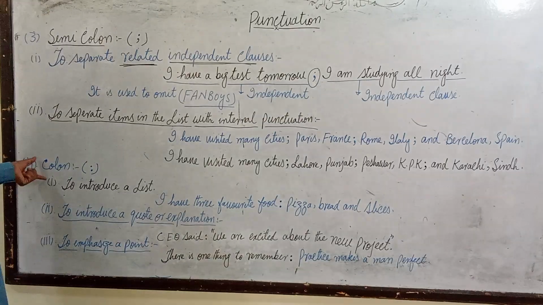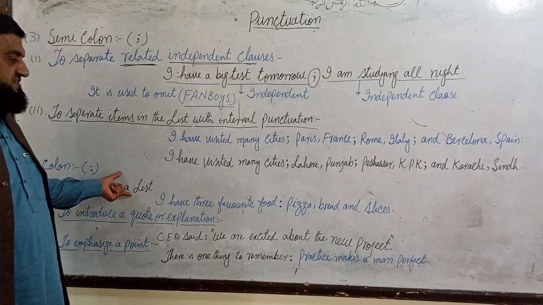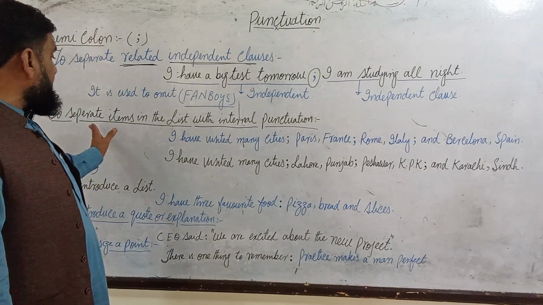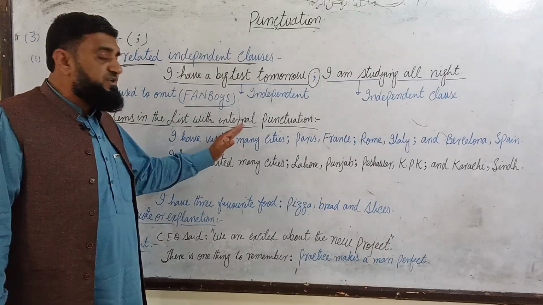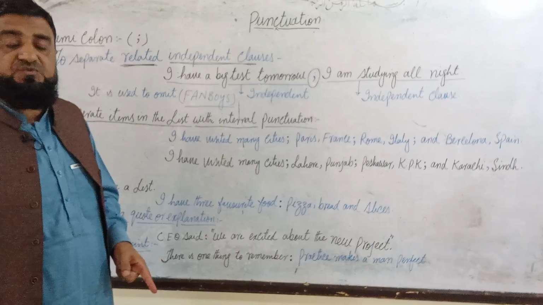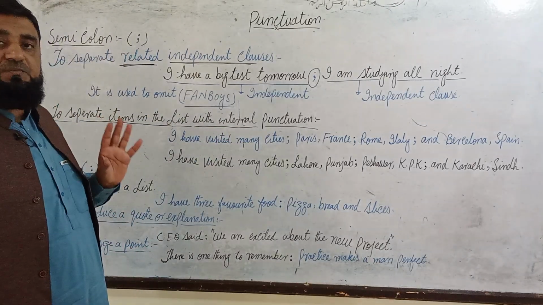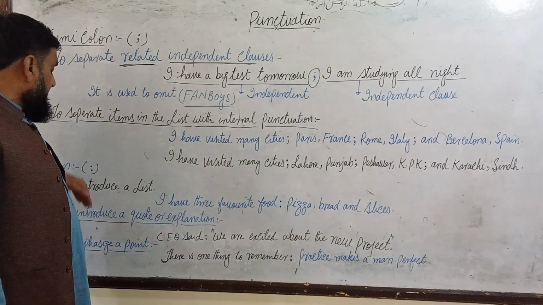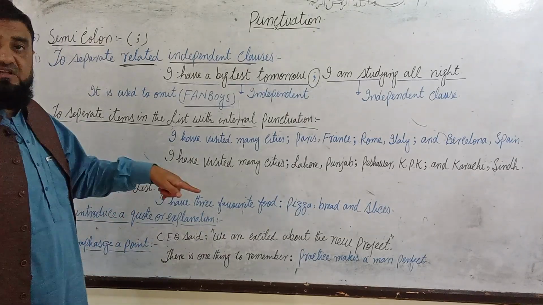And now we are coming towards colon. Colon contains three important usages. Number one, to introduce a list. We are going to introduce a list. We are not separating the items within the list with internal punctuation, but we are going to introduce a list having the items.